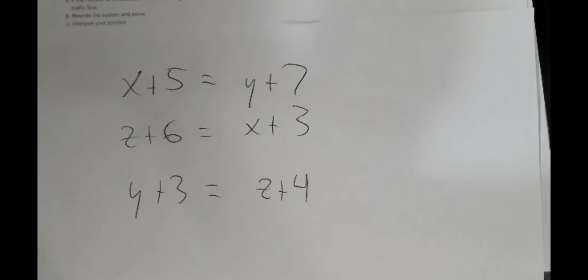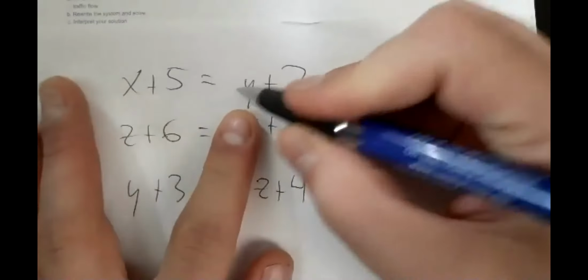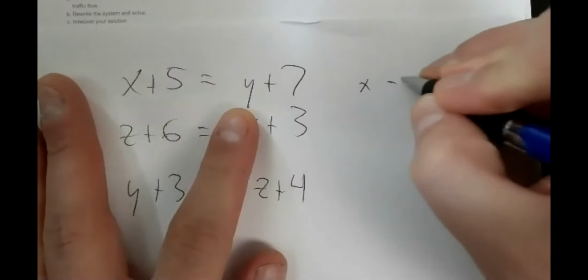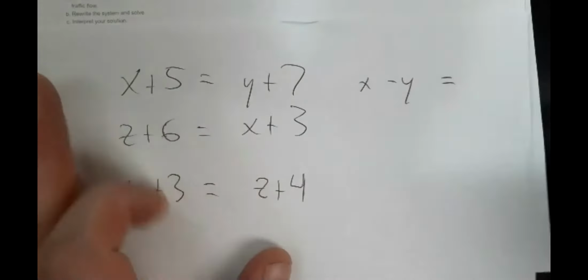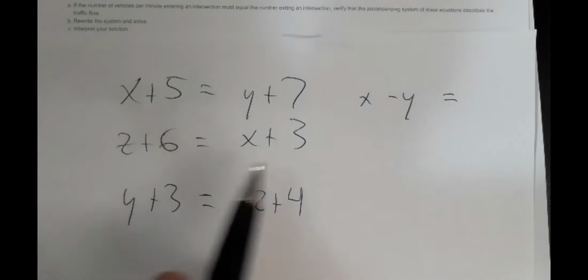These are the equations they give us. So part B, they say to rewrite these things. How do we want to rewrite these things? All the variables on one side. Yeah. So move that thing over too.